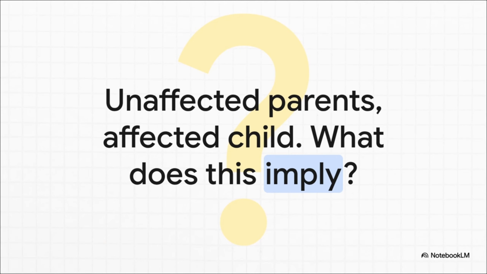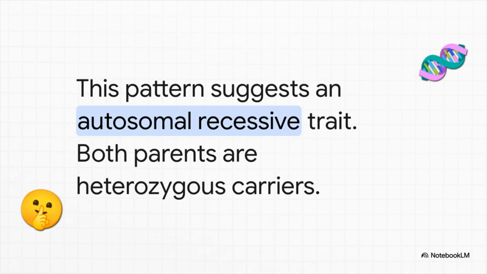Okay, so let's put our detective hats on again. Take a look at this pedigree chart. You see two parents in the second generation who are totally unaffected by a condition, but they have a child who is affected. Remember what we talked about with sickle cell anemia? When you see this pattern, where a trait seems to skip a generation, what does that immediately tell you? What's going on here? If you said autosomal recessive, you are spot on.